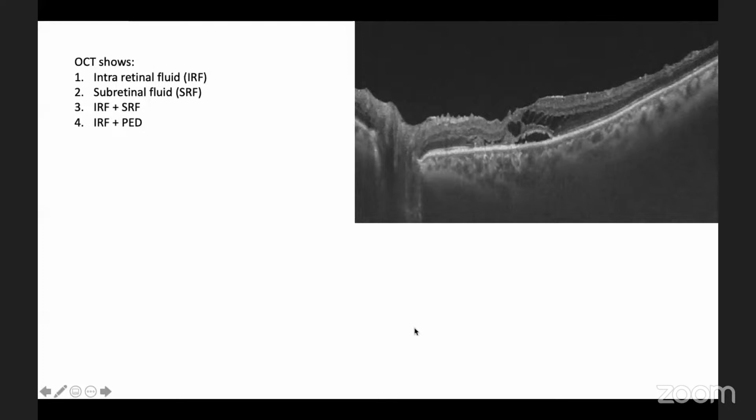So this OCT shows, there are four options: 1 is intraretinal fluid, 2 is subretinal fluid, 3 is both intraretinal and subretinal fluid, and 4 is intraretinal fluid with PED. So which is the correct option in this?